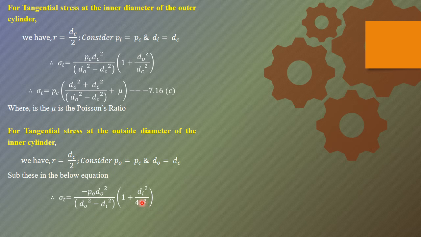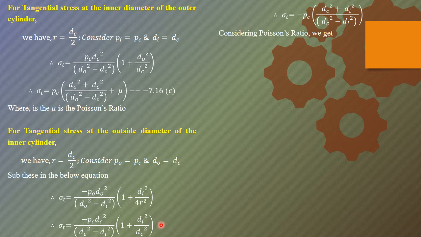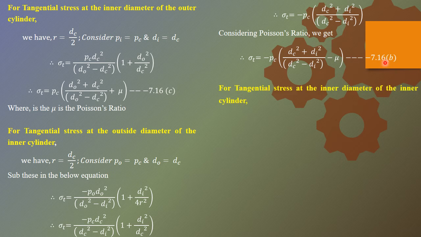So R is nothing but DC by 2. So you have to substitute, and this is the final expression which we will get for the tangential stress at the outer diameter of the inner cylinder, which you can get from equation 7.16b.